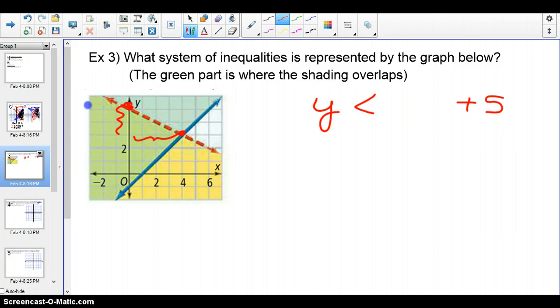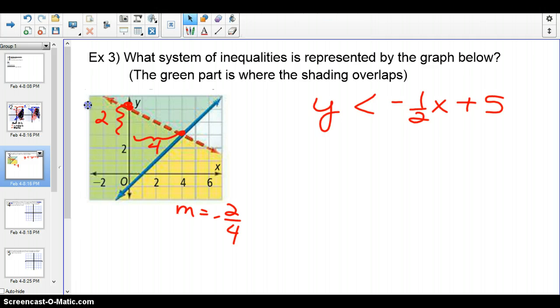So it looks like they ran 4 in this direction and rose 2. So your slope would be 2 over 4. And actually note that the slope of the line is negative, so it's going to be negative 2 over 4, which is negative 1/2. So you're going to have negative 1/2 x. So that's the equation of the red line.